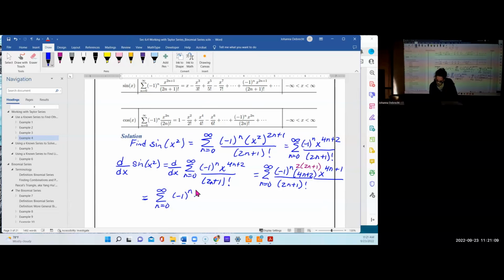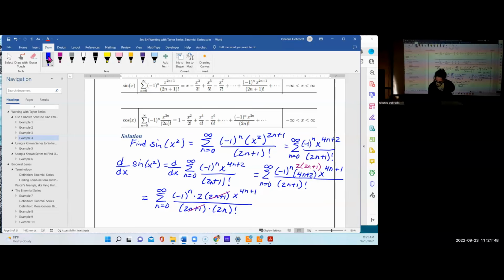And then I've got times 2 times 2n plus 1 times x to the 4n plus 1 divided by, now I'd like to cancel this 2n plus 1 with the 2n plus 1 down here, but this one's a factorial. So I need to back it down one level. So this is going to be 2n plus 1 times the quantity 2n factorial, right? Remember, you're subtracting 1 from the inside, and that would be the 1 right in front of it. Then the 2n plus 1s will cancel out.